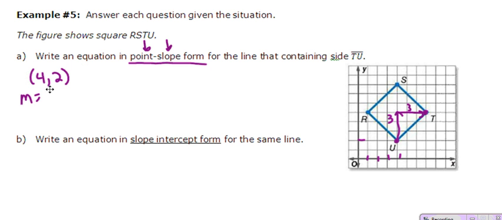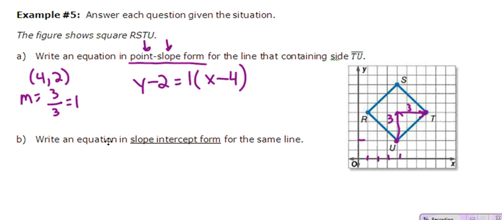It's always rise divided by the run. 3 divided by 3 is 1. I've got a slope. I've got a point. I'm ready to write it in point-slope form. Y minus 2 equals 1 times x minus 4.